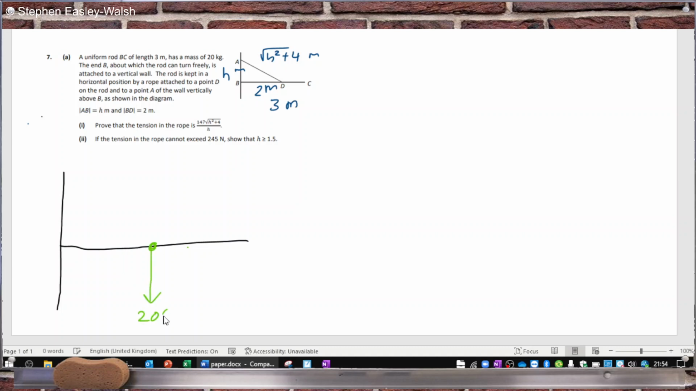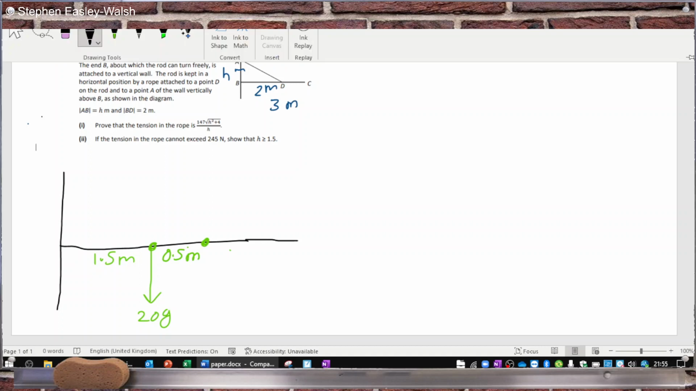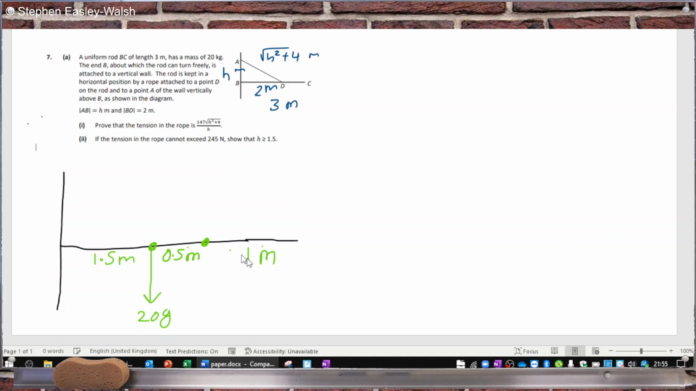So that's 20G. And then at 2, now that's 1.5 meters. Then at 0.5 meters, here is where the rope connects, and then that last bit there is 0. No, it's not. It's 1 meter. It's not really accurate, is it? Let's extend that a little bit more. Okay. I could have drawn this a bit more accurately. Okay, 1 meter then. So 1.5 to the middle, and then another 1.5 to the end. And it's 2 meters to where the rope is.